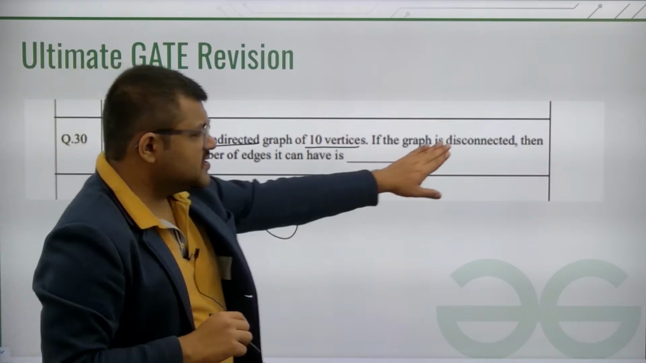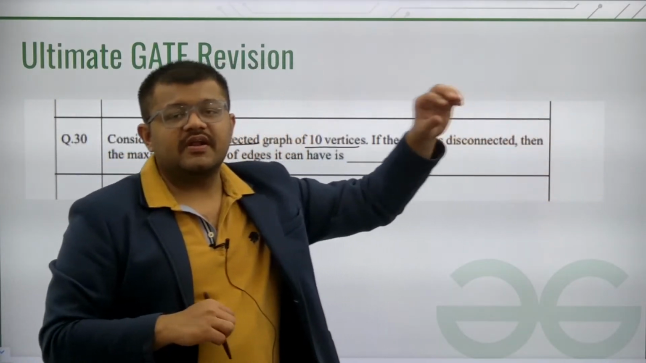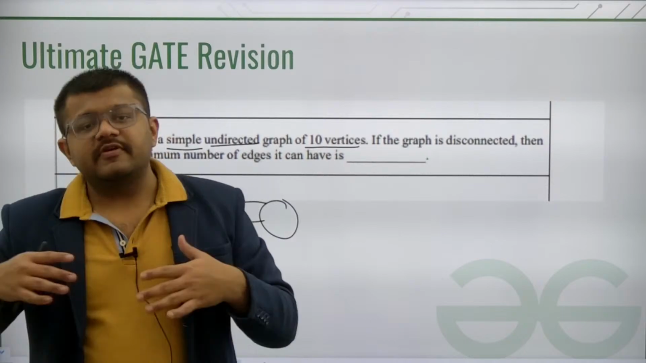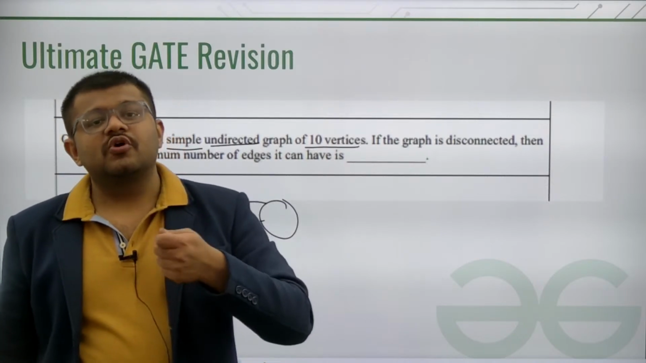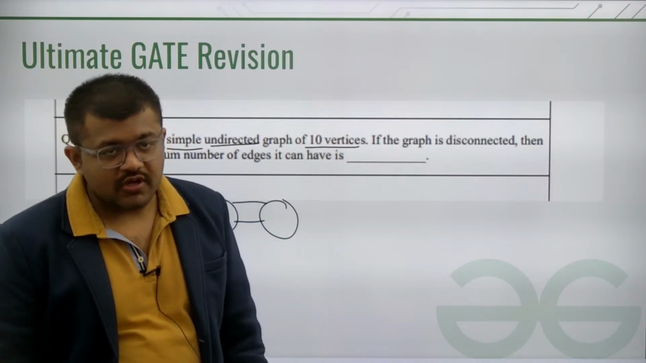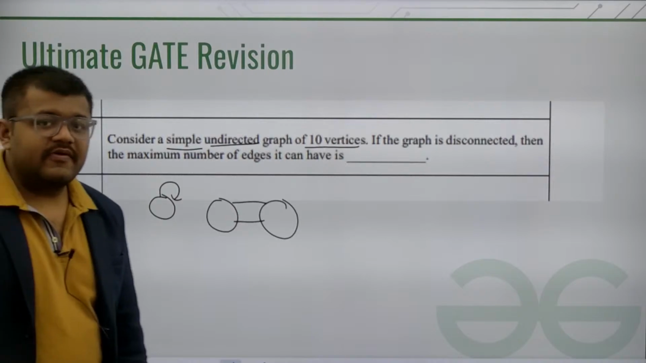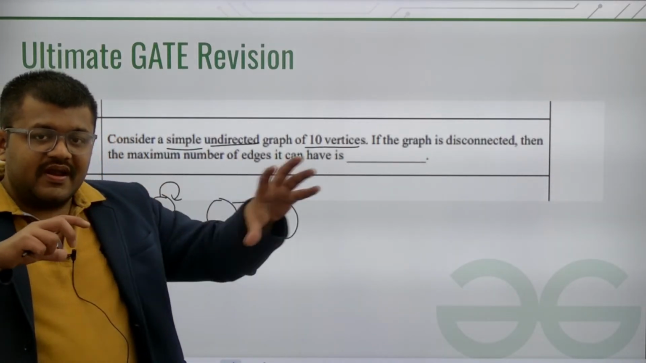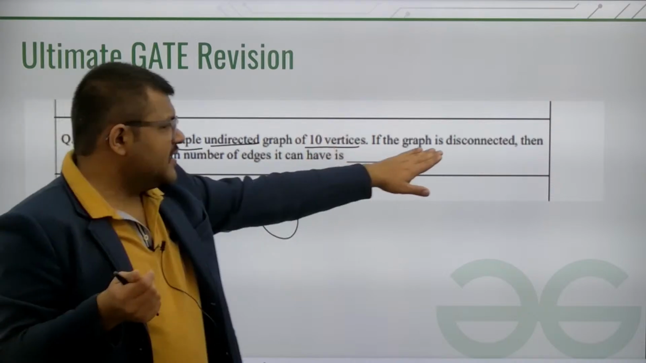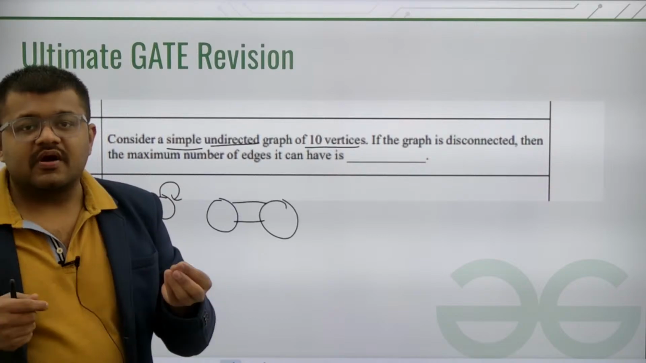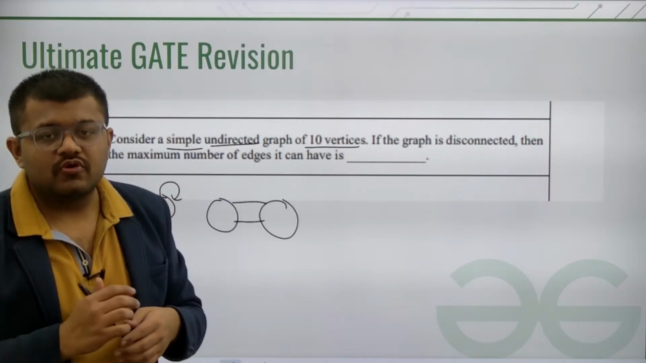If the graph is disconnected, what is the meaning of disconnected? Connected means there is a path between each and every pair of vertices. Disconnected means there is not a path between each and every pair of vertices. Okay, then the maximum number of edges it can have. Now I want to maximize the number of edges, so I want to keep the graph disconnected, but minimize the number of connected components. Why? So that I can have more edges.